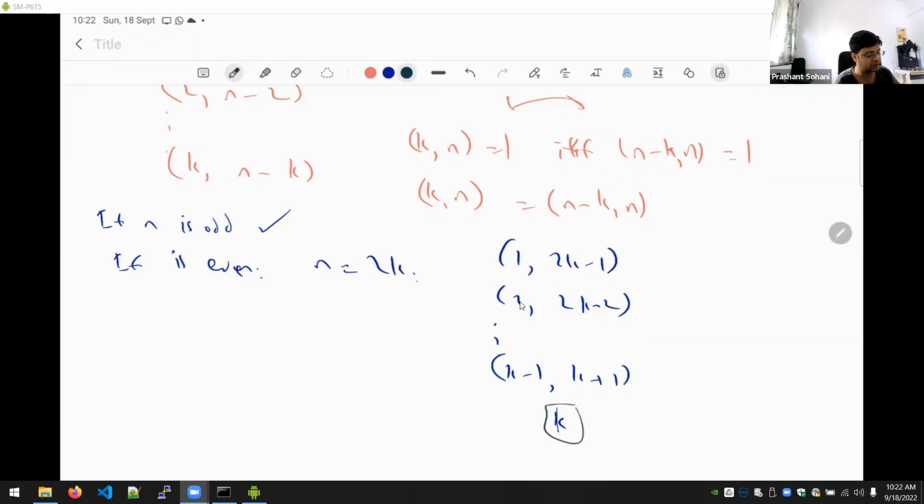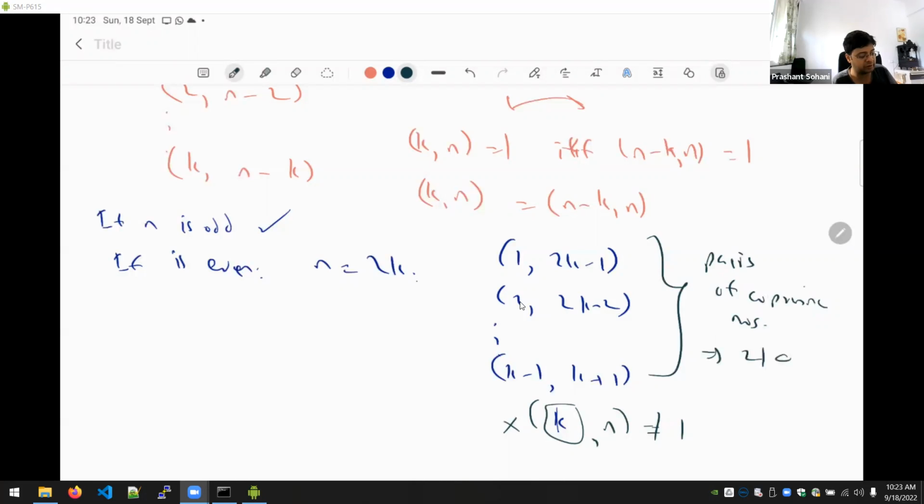The important thing is that this k cannot be co-prime to n. That is why this works. So the residue of k and n is guaranteed to be not 1. Therefore, k can be left out of the calculation. Then among these numbers, we'll have pairs of co-prime numbers. So there will exist some pairs of co-prime numbers, which implies 2 divides pi.